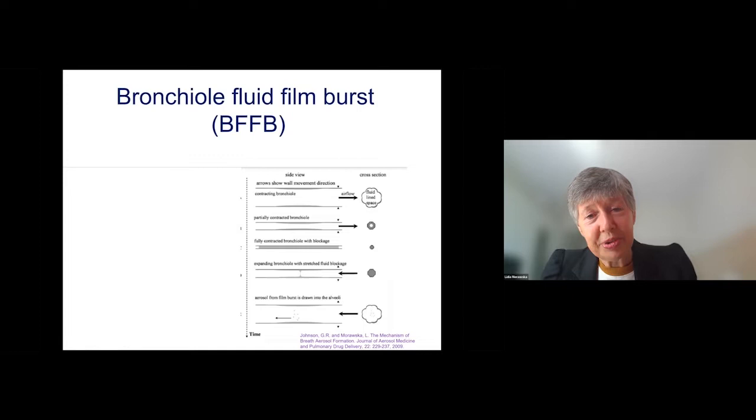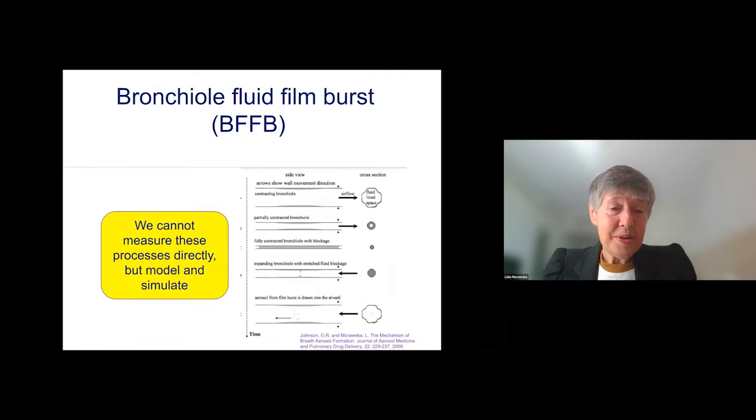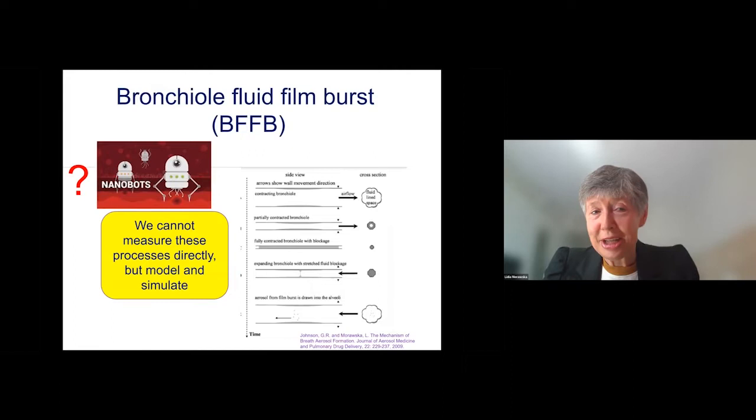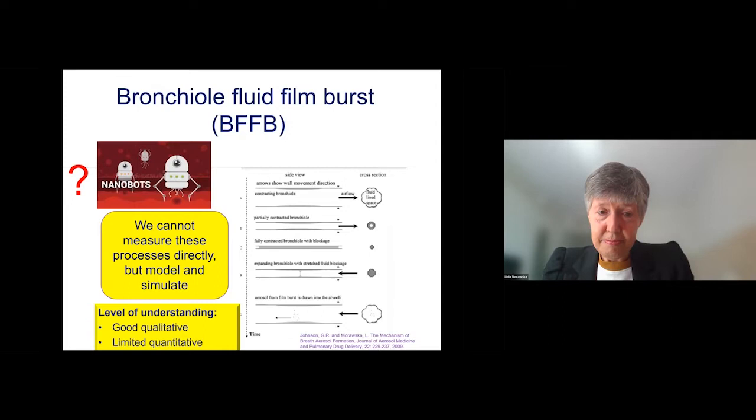Well, it's all good, but we cannot measure this process directly, but model and simulate. Maybe sometime in the future, we will have some kind of nanobots or whatever, which we could send down the respiratory tract, but this is not possible. There have been many attempts of doing this based on some experimental setups and so on. Well, it helps, but it is not exactly what's happening. So the level of understanding is good qualitative, but very limited quantitative, what exactly happens there.